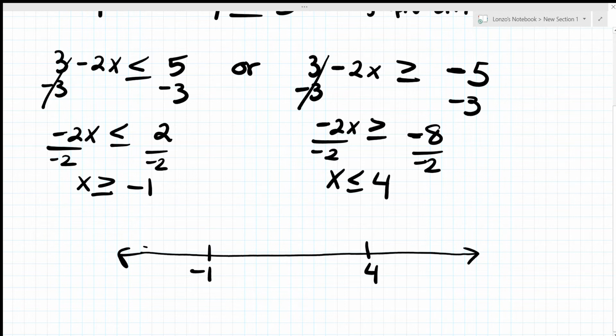Okay, so we could do two ways. We could do the circles and we could do the brackets. So since there's an equal sign, this -1 over here has an equal sign, so we're going to do a dark circle, right? And then since it says greater than, you're going to move it to the right. And over here, the 4 is going to be a dark circle because it has an equal sign.